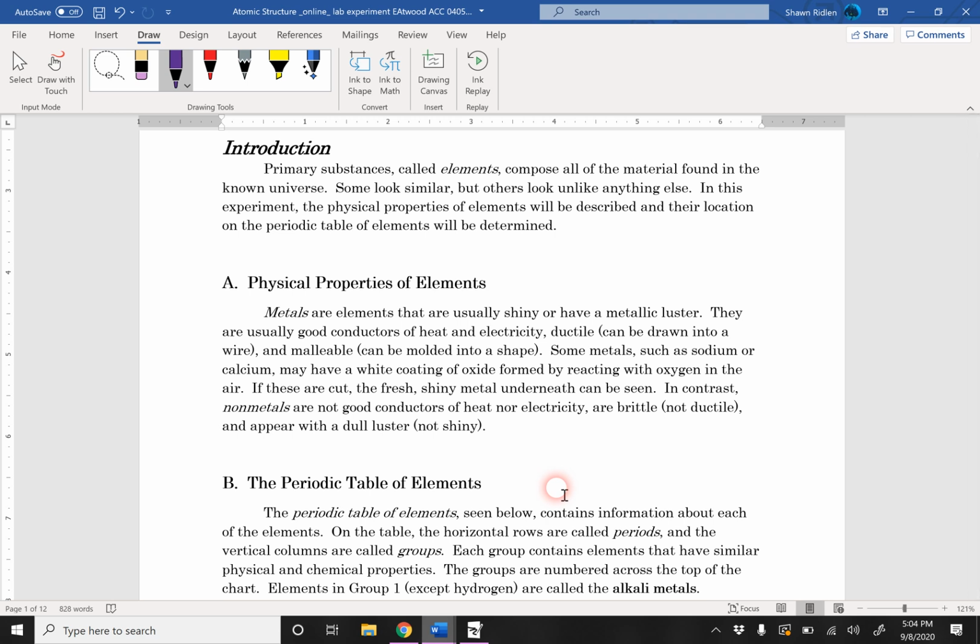And so what I want to do here is just hop back and forth between the experiment sheet and your actual report sheet, and go over a few things that I think might be important to help you move along with the lab report.